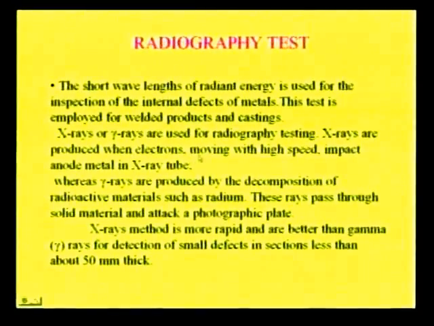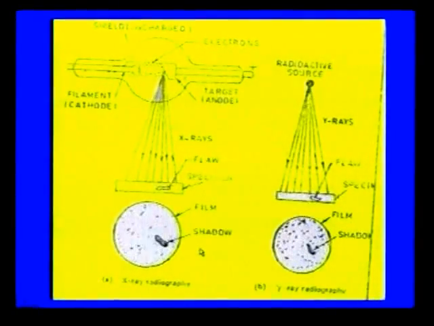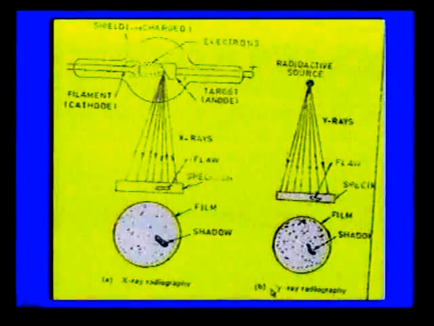X-rays are produced when electrons moving at high speed impact the anode metal in an X-ray tube, whereas gamma rays are produced by the decomposition of radioactive material such as radium. These rays pass through the solid material and strike a photographic plate. The X-ray method is more rapid and better than gamma rays for detection of small defects in sections less than about 50 mm thick. The figure shows X-ray radiography and gamma ray radiography.